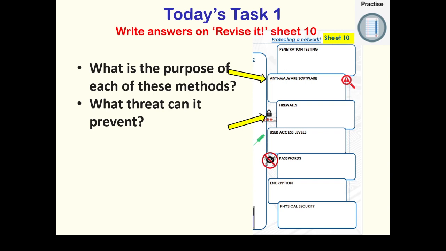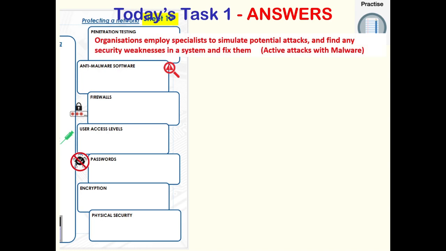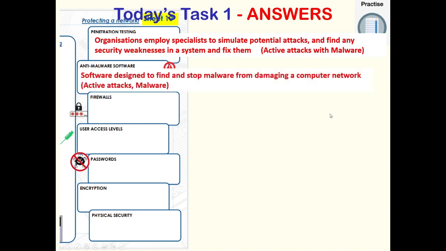Okay, purple pen, checking your answers, add to your answers now, please. So we've got penetration testing, where organizations employ specialists to simulate or to carry out potential attacks, find security weaknesses and fix them. And that is best to prevent against active attacks with malware. Anti-malware software is designed to find and stop malware from damaging a computer network, and that is best against active attacks or malware itself.